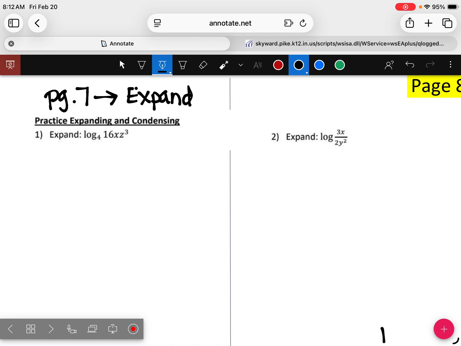So just take a moment. Remember, when you're expanding, first you look for a fraction. If you don't see a fraction, we don't have any subtraction. Then you look for multiplication. How do you expand multiplication? With what? Addition. And the last thing you're going to do is move exponents to the front. So I'm going to give you a couple minutes to just try. I'm just going to peek over your shoulders and see what we come up with.